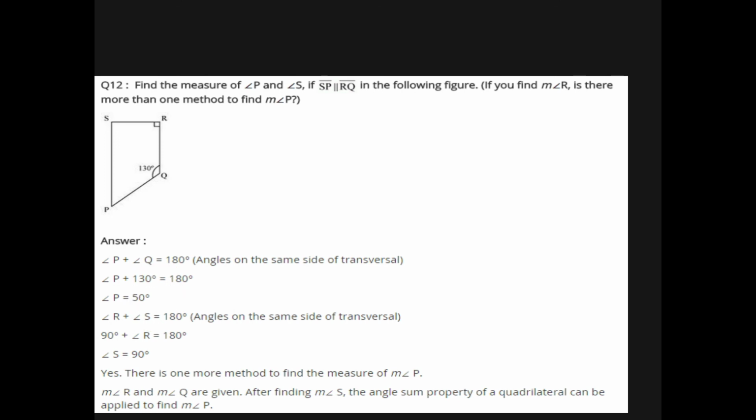Now R plus S. Here is R and here is S. Again, these two are parallel lines and this one is a transversal. So R plus S, again 180 degrees. R is how much? 90 degrees. So 90 plus S. Okay, see here, the value of R is 90 plus S, how much? 180 degrees. And when we subtract 180 minus 90, S will also become 90 degrees.